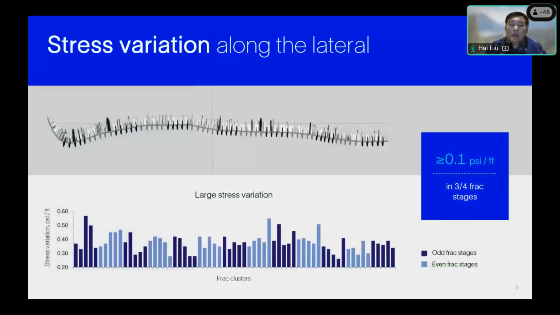Let's take this further. If we overlay stress measurements across clusters in the same stage, we often observe very large stress differences. In this example, you can see that more than 75% of stages show stress variation greater than 0.1 psi per foot. If you take 10,000 feet TVD as a reference, that corresponds to more than 1,000 psi difference between the clusters within the same stage. And that is really significant. Under this situation, should we really expect uniform fluid distribution across all clusters? Of course not. Fluid naturally enters the path of least resistance, leading to highly uneven fluid and proppant distribution across the perforation clusters.